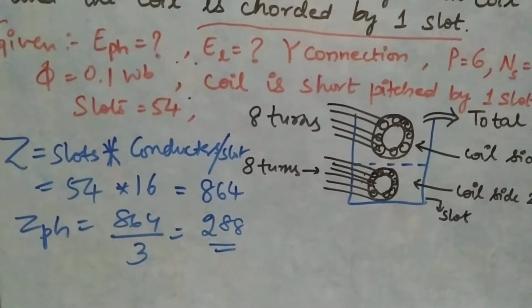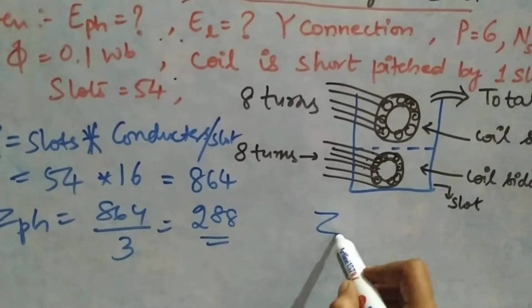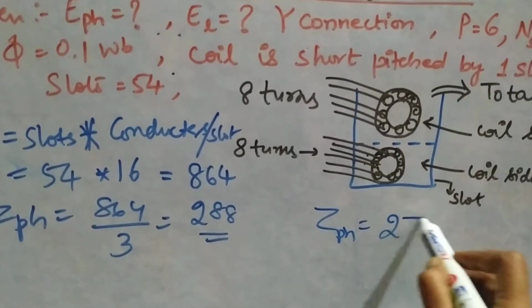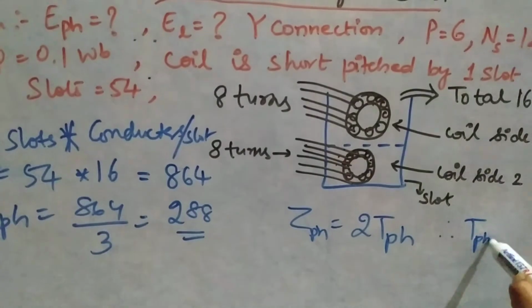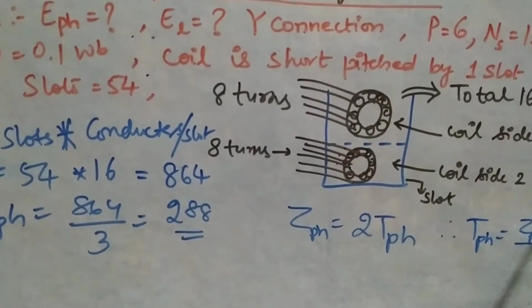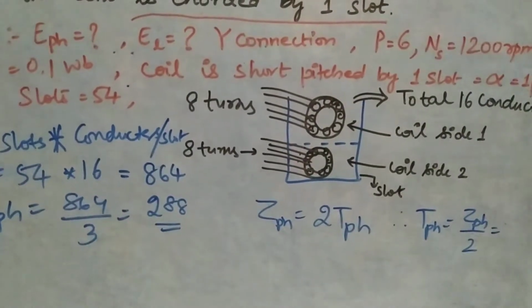If you want to solve for the number of turns per phase, as you all know Z is equal to 2T, then you can solve for the turns per phase. The value will be equal to Z phase divided by 2. So how much does it result in? 288 divided by 2 is 144.